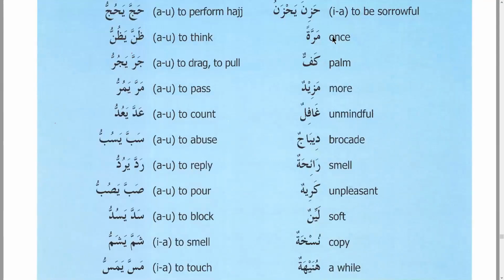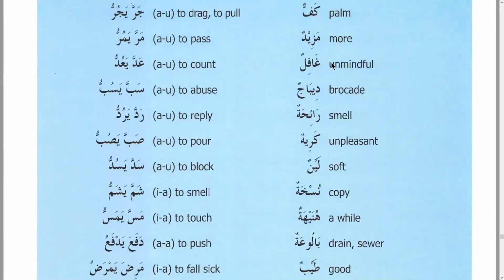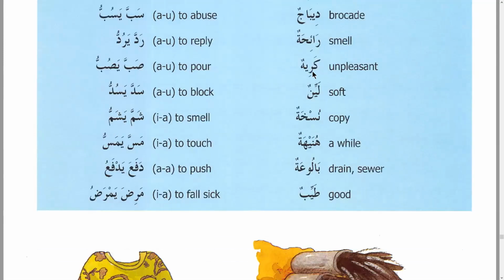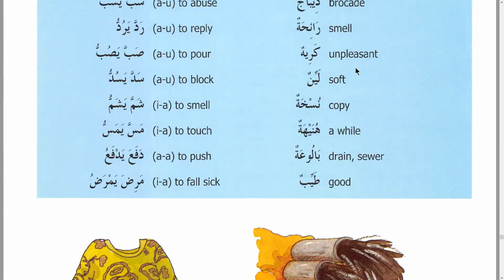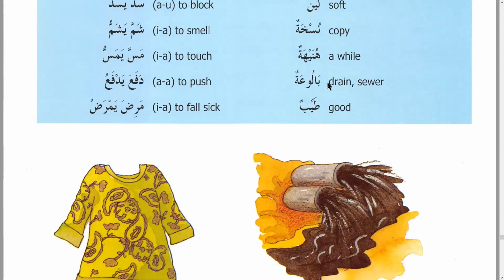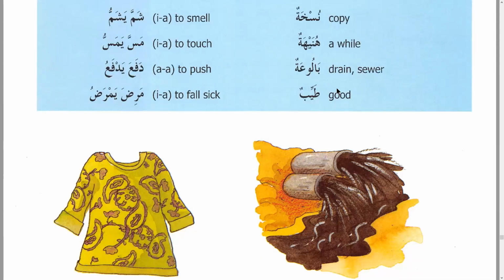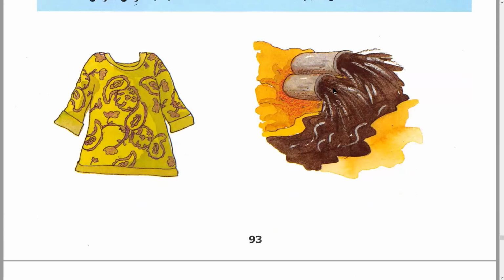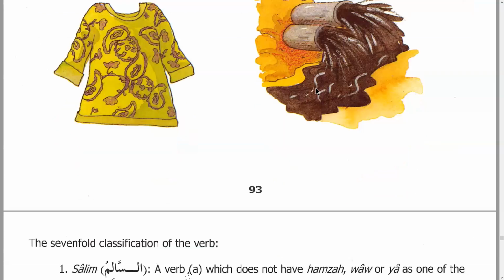Marratan, once, or time. Kafun, palm. Mazidun, more. Ghafilun, unmindful. Dibajun, brocade. Raihatun, smell. Karihatun, again the ha is missing, unpleasant. Layyinun, soft. Nuskhatun, copy. Hunayatun, a while, a moment. Balu'atun, rain-sewer. Tayyibun is good, and brocade. And what is this balua? Al-balu'atu.